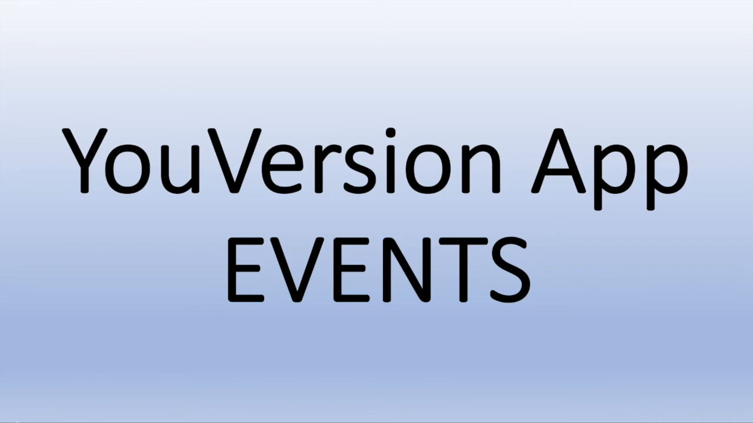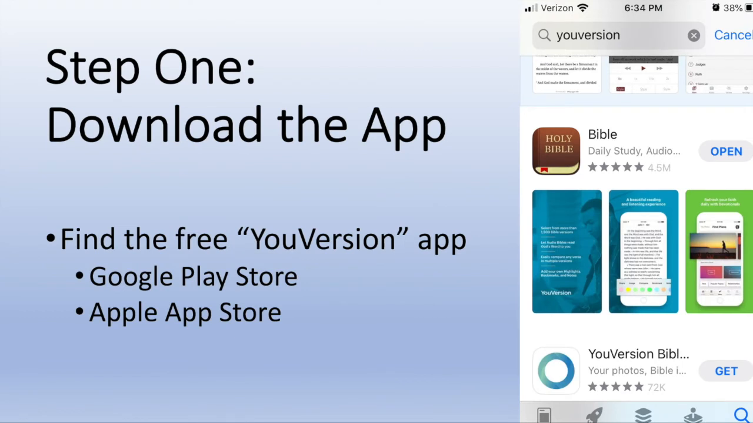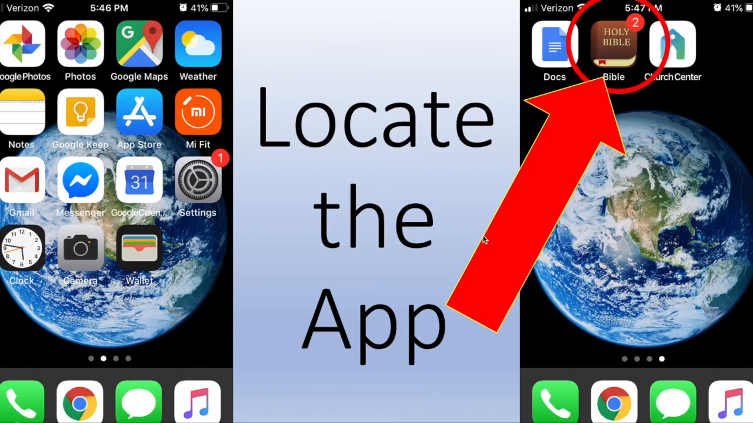YouVersion app. Let's take a look at this. One of the things that we've been doing for a few months now is creating YouVersion App events. Whenever we have a worship service, you can go to YouVersion and find kind of a digital bulletin. So again, let's start from the beginning. You can download the app using Play Store or Apple Store, and it will look like this little Holy Bible. I've downloaded it, so it just says open, but you'll have a download option. It's free.